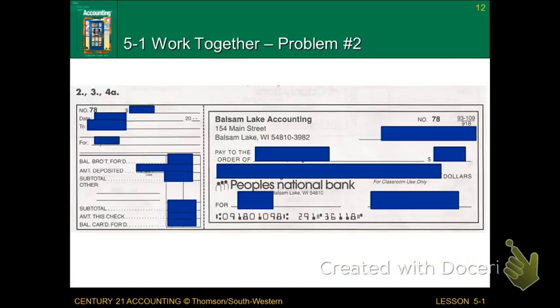Okay, the next part of the work together is, it says record the balance brought forward on check stub number 78 for $1,805.75. So what that means is we have a current balance in our account of $1,805.75 that goes in the middle of the check stub where it says balance brought forward.